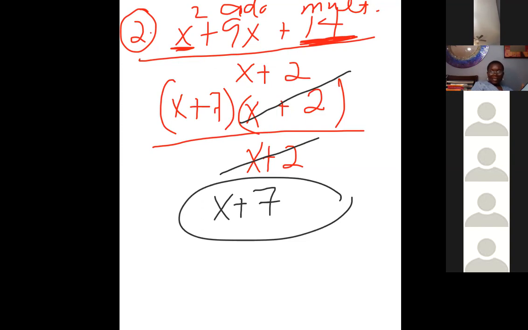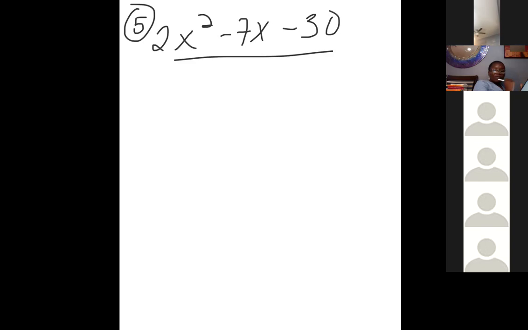No, nothing? All right, guys. Now remember, I'm only doing 2 examples because I want to expedite the process, all right? So here comes the next one. By the way, this one is number 5. 2x squared minus 7x minus 30 over x squared minus 9x plus 18.